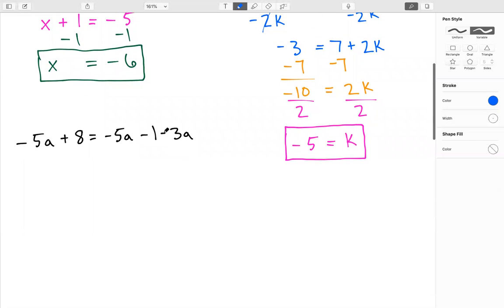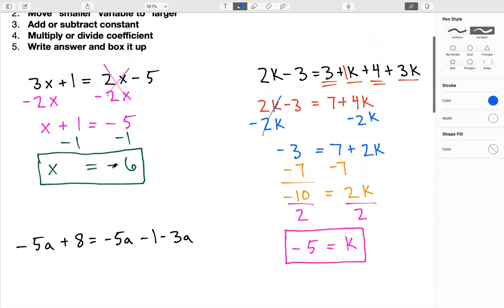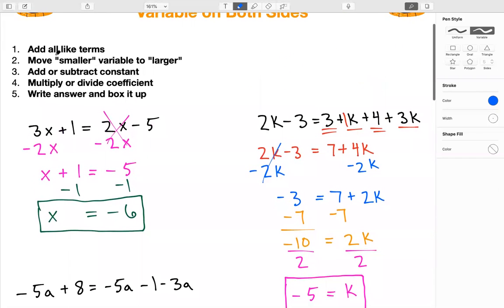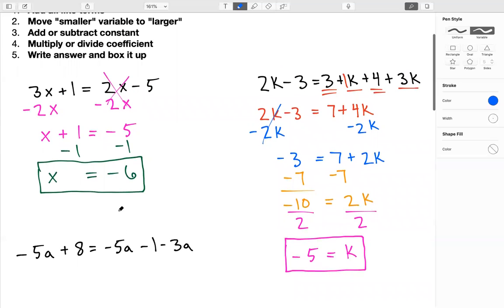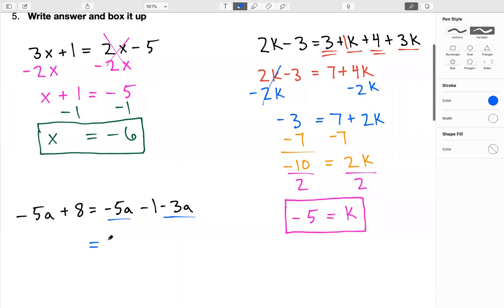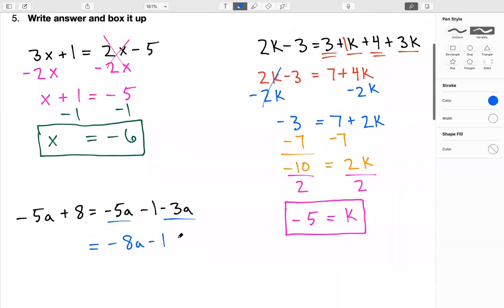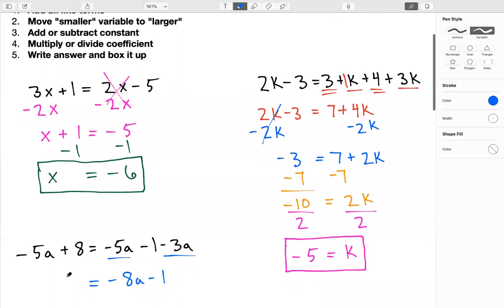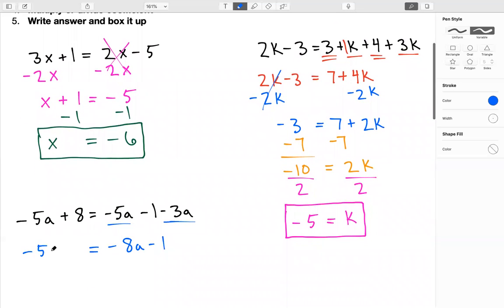Assuming you've tried it, our first step, if we look back up to our steps, is add all like terms. So we have to add the like terms. What are they? We have a negative 5a here, a negative 3a there. So we're going to combine those on the right side of the equal sign. Negative 5 minus 3 is negative 8. And then we have a negative 1 here. I have to look back up at our steps. Then we have to copy this here. So negative 5a plus 8.